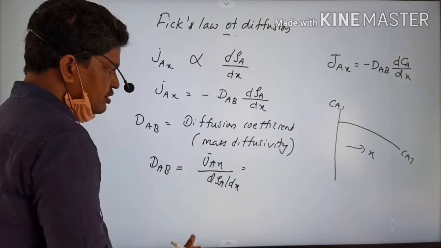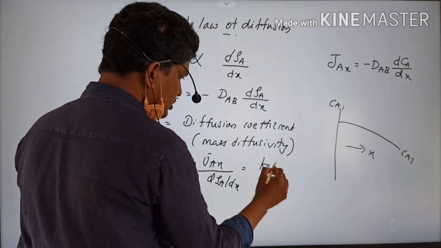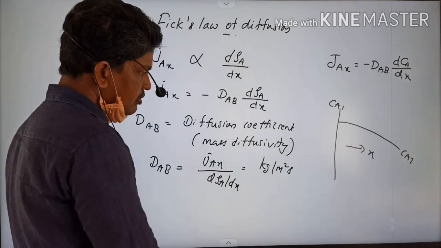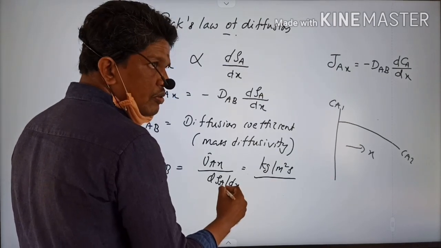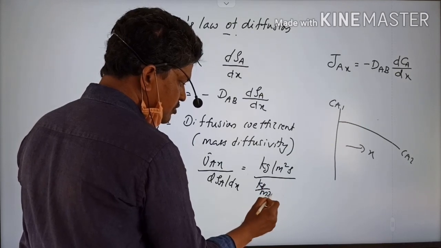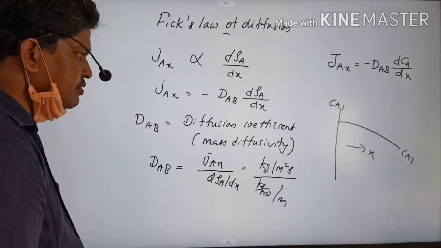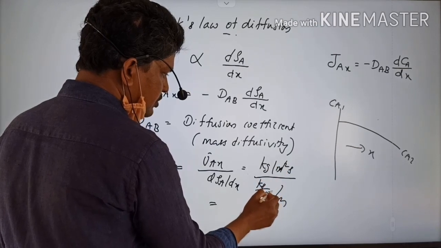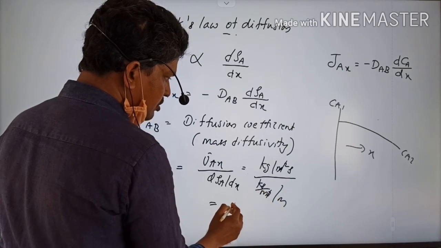Jx is the mass diffusion flux, that is, mass flow rate per unit area per unit time, kilogram per meter square per second, divided by rho A, the mass density, that is kilogram per meter cube, per meter. dx is length. So we will get meter square per second.